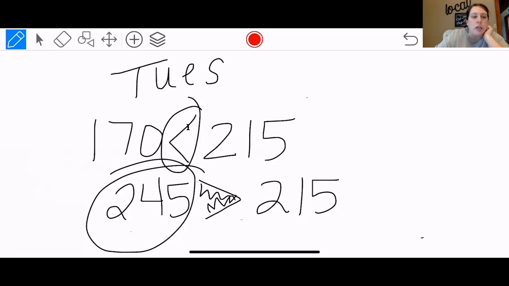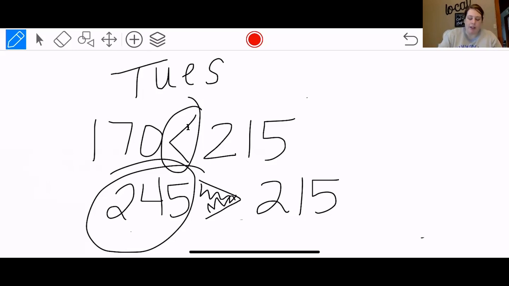So what I want you to do today, Tuesday, is pages 6 through 7, 1 through 9. So that's 9 problems. So let's look at it. 1 through 3, you're going to tell me if it's greater than, less than, or equal to. And equal to means that it is the same number.